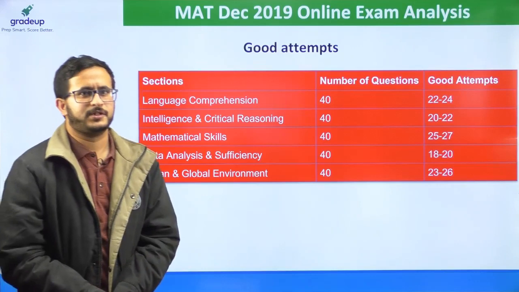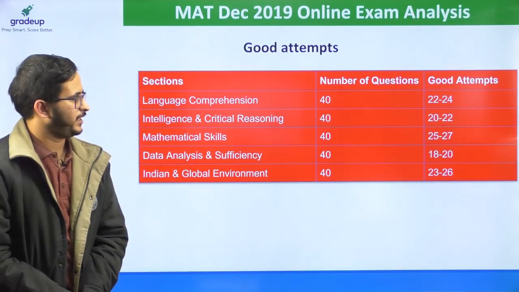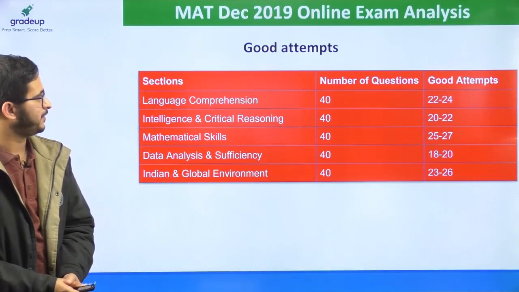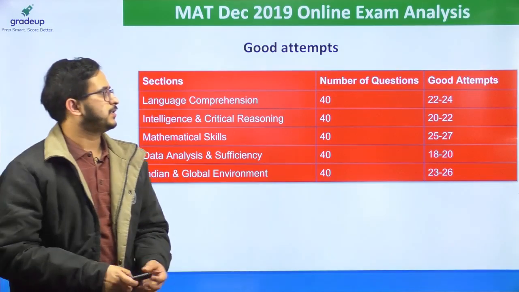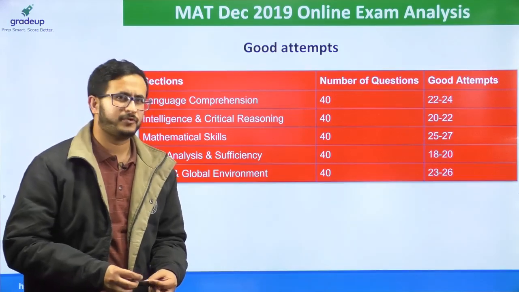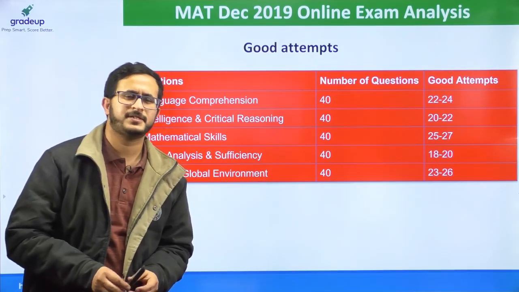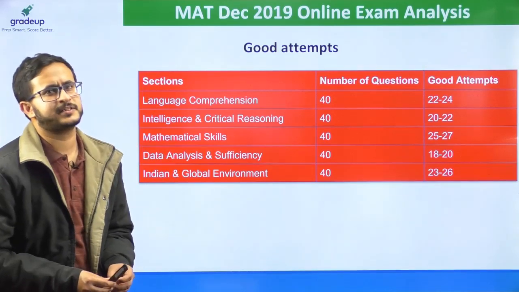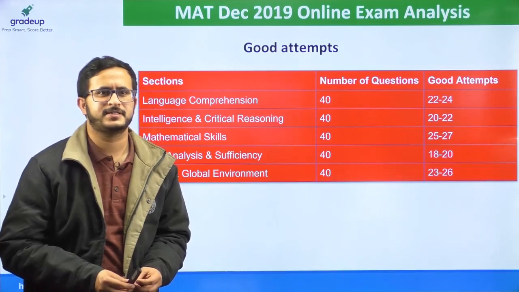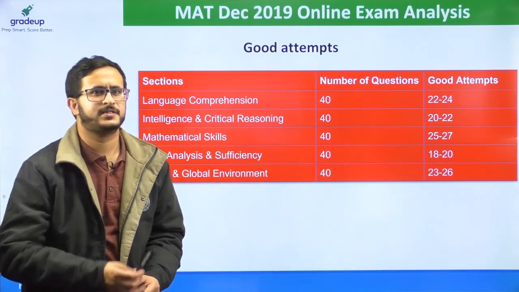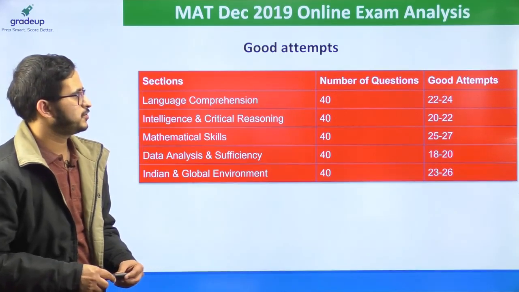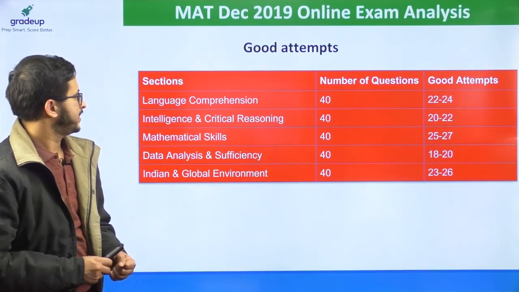So now talking about the number of good attempts as per our analysis. When we talk about language comprehension, attempts of somewhere around 22 to 24 with say 80% accuracy should be considered as a good attempt. One could have solved 2 to 3 passages and attempted some 10 to 15 other miscellaneous questions. So 22 to 24 should be considered as a good attempt.